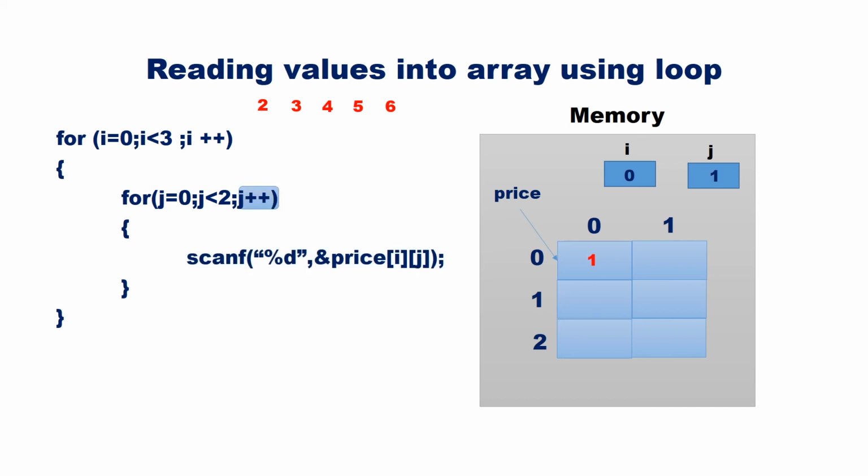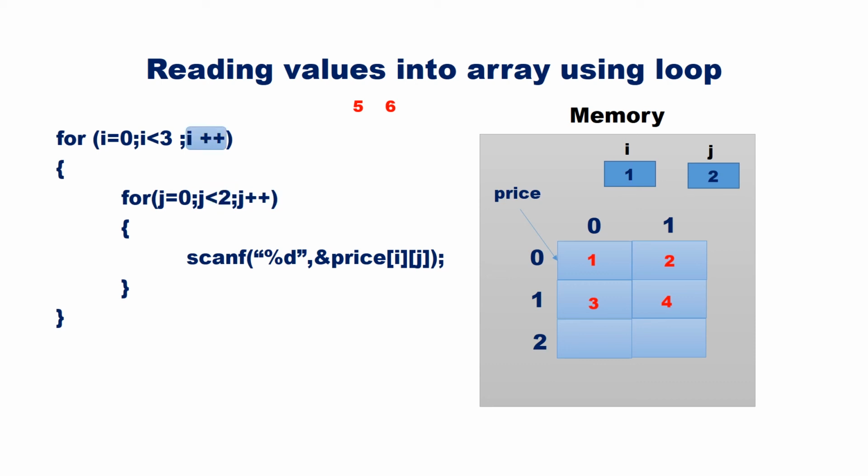Next, increment j, j becomes 1, j less than 2 condition true, scanf %d ampersand price of i, j. 2 is stored in the location with row index 0 and column index 1. j plus plus, j becomes 2, j less than 2 condition false, go to the outer loop, i plus plus, i becomes 1, i less than 3 condition true, j is reset to 0, j less than 2 condition true, scanf %d ampersand price of i, j. 3 is stored in the location with row index 1 and column index 0, j plus plus, j becomes 1, j less than 2 condition true, scanf %d ampersand price of i, j. 4 is stored in location 1, 1.